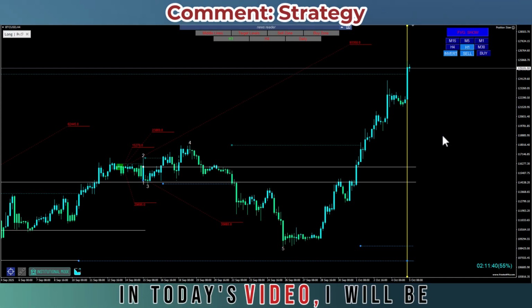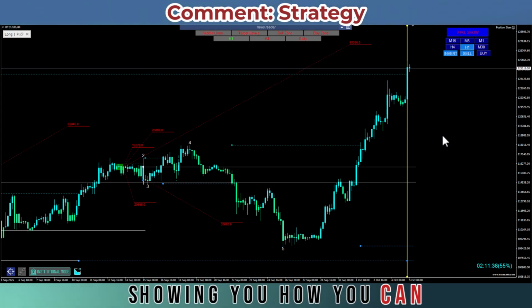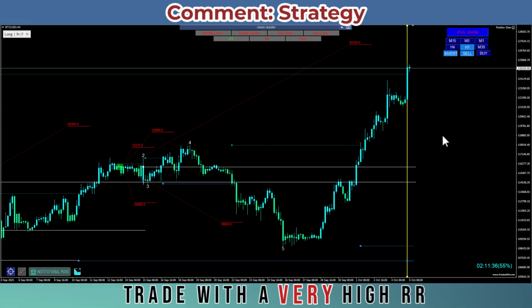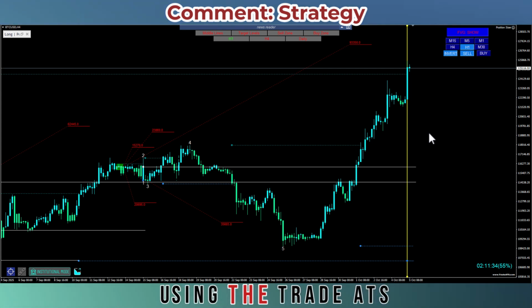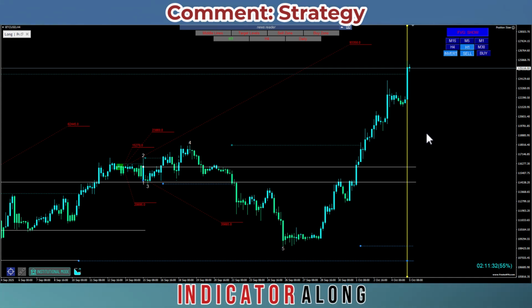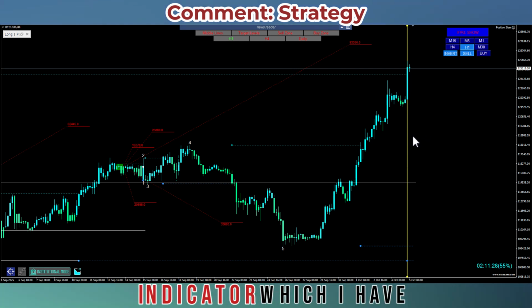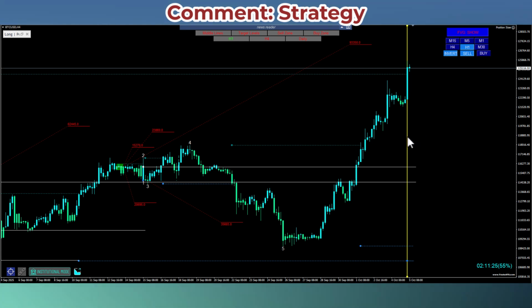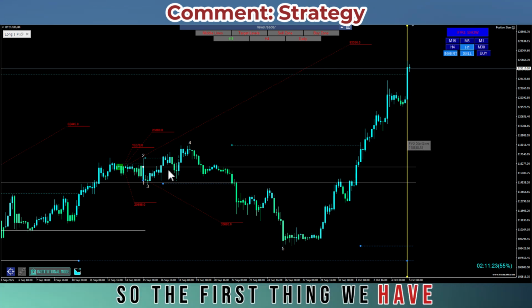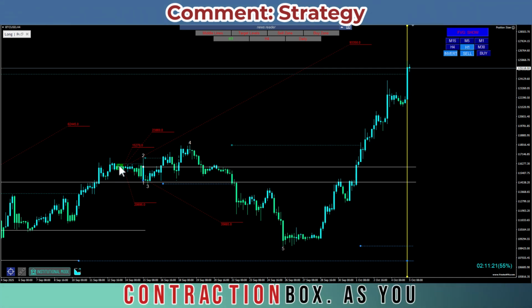In today's video, I will be showing you how you can trade with a very high RR using the TradeATS indicator along with the fair value gap indicator which I have developed. So the first thing we have to look for is a contraction box.